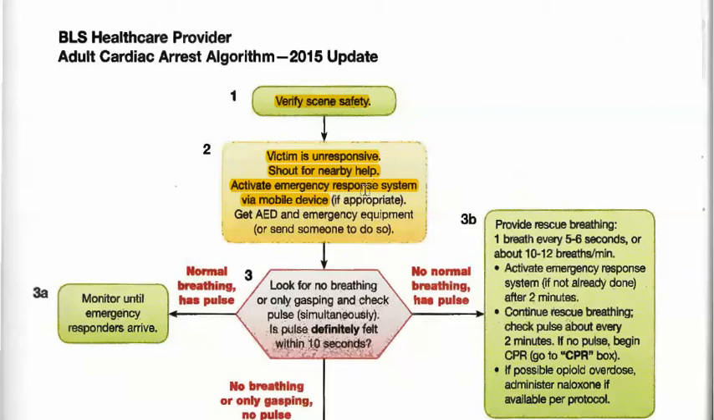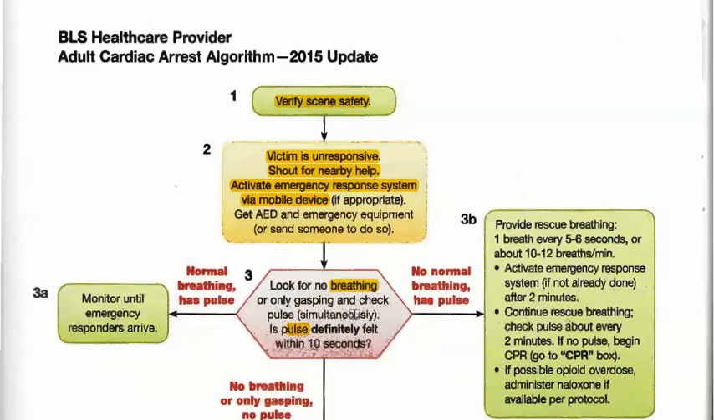So what is the first step? Checking the safety of the place, and then checking for consciousness and responsiveness of the patient. He is not conscious, not responding, so shout for help and activate the emergency response system. And what is the third step? The third step is checking for breathing and pulse. Look for no breathing or only gasping, and check the pulse. Check pulse and breathing at the same time.